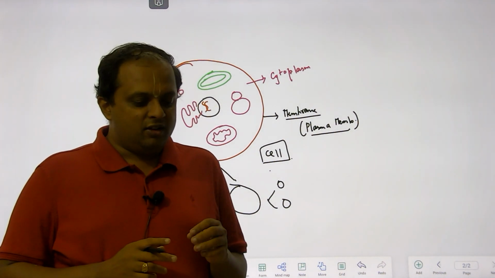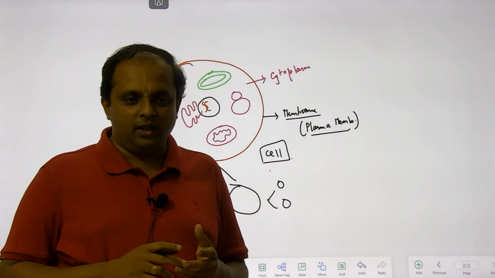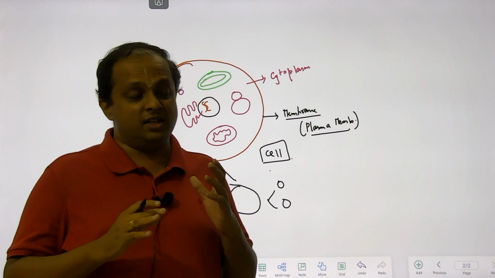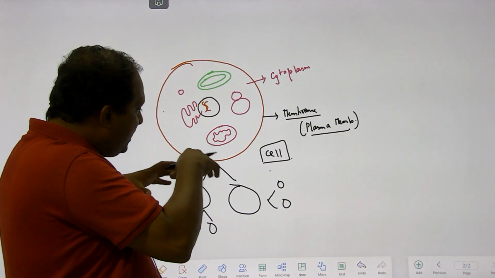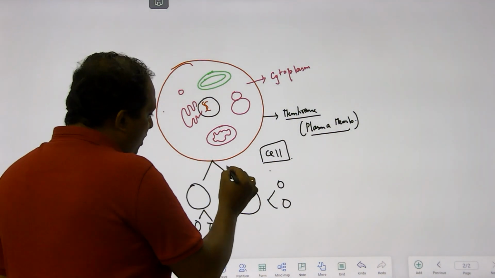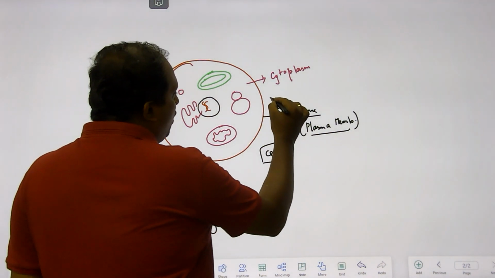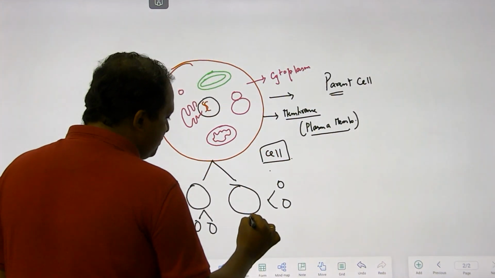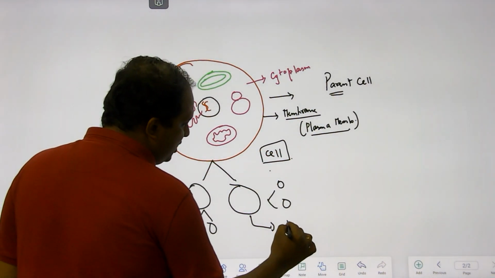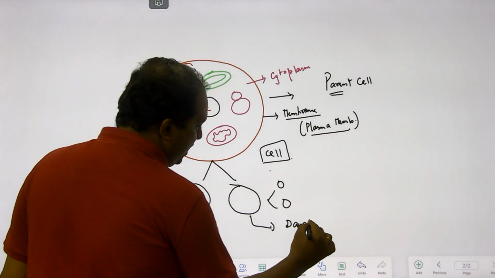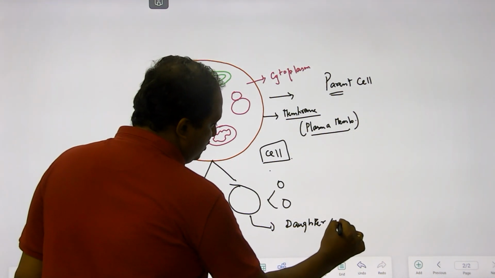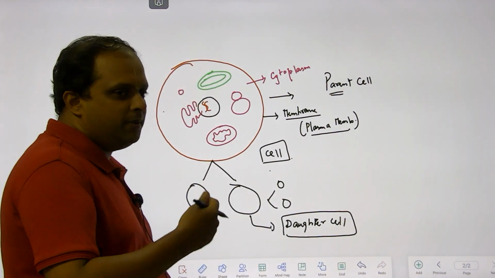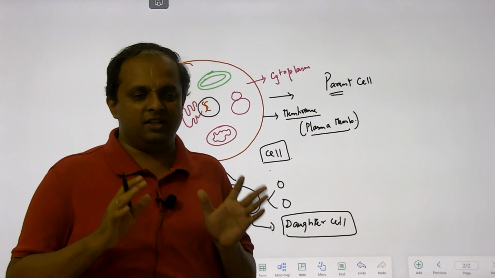Any concept will have why it is, what it is, and how it is. So I'm trying to explain here what cell division is: the cell getting divided into two. Now we generally call this the parent cell, and the cells formed as a result of cell division are referred to as daughter cells. These are the basic terms that you have to know. So this keeps happening.